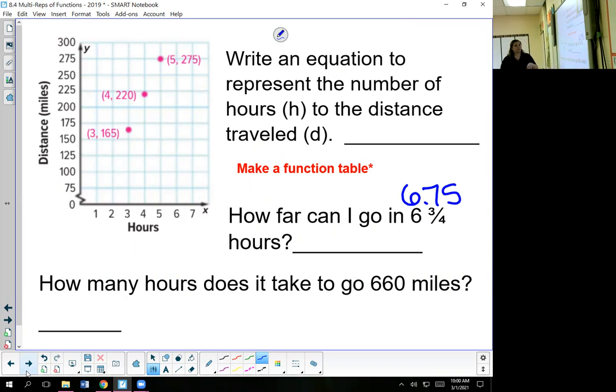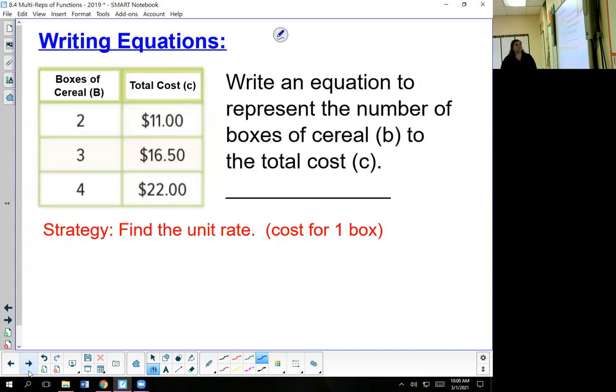Same concept when you write the equation going on. I'm not going to do another example there. Should be good with that. Now, this time, what if I don't have a graph? I just already have a function table.